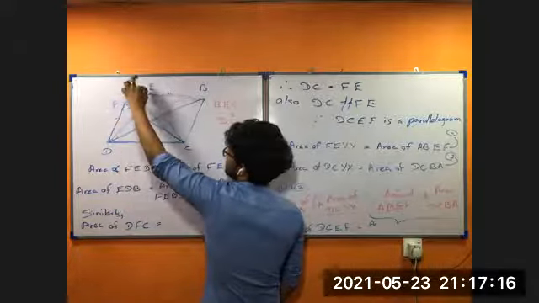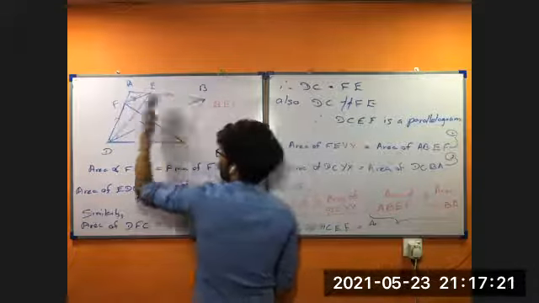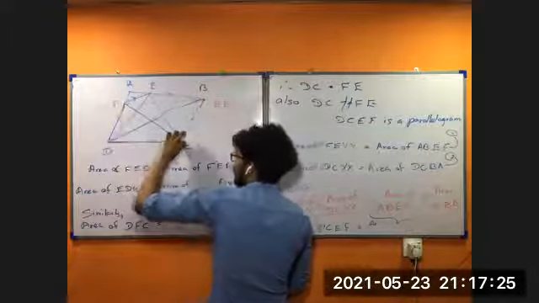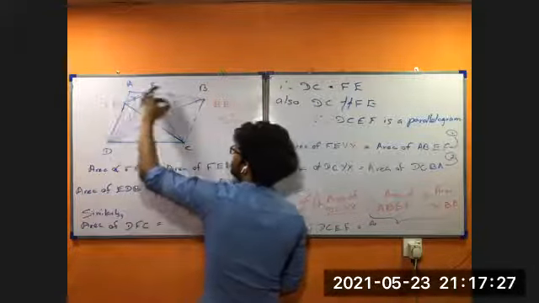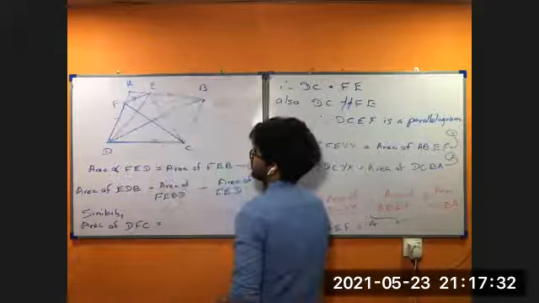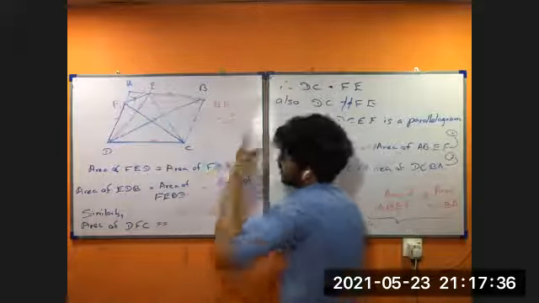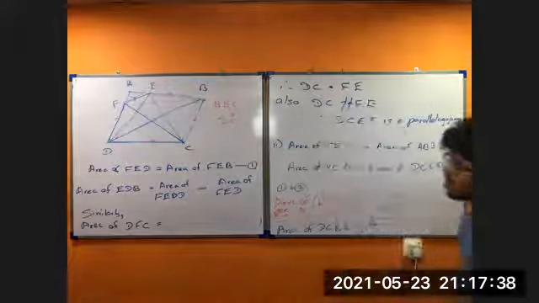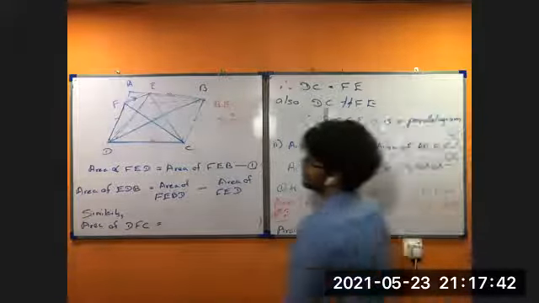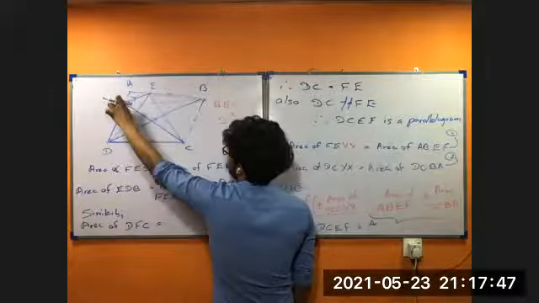Same base between same parallel lines, right? This is a parallel line, this is a parallel line. So here is one triangle, here is the other triangle. So what is the other triangle? So that is going to be this triangle, right? So in that case, I can write area of DFC is equal to area of DFB, right?